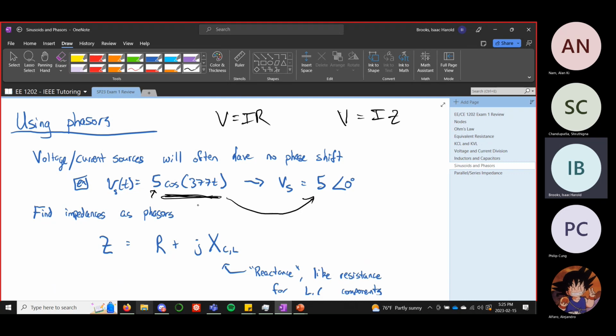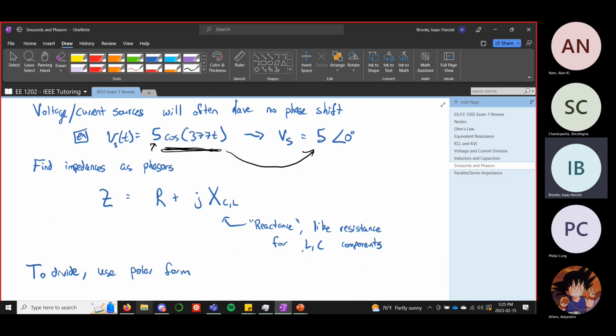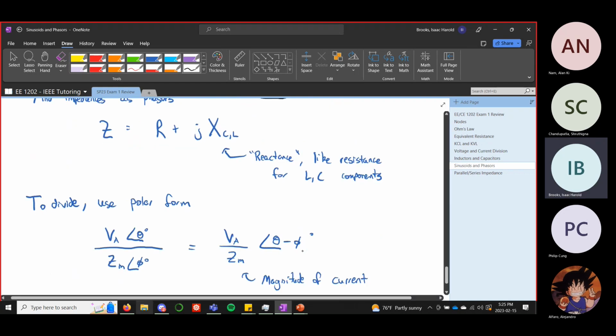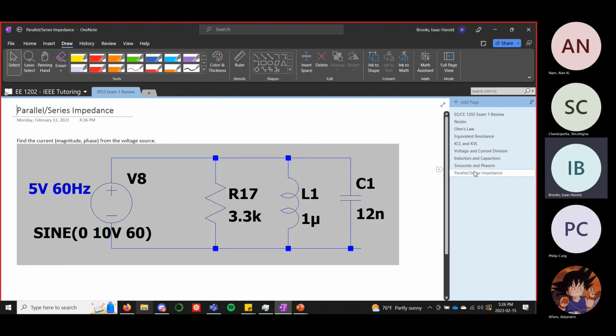You can find the impedances of your circuit components as phasors. You can get them in the complex plane by using your formulas for impedance of capacitors and inductors, and we'll do an example in a second. This is kind of the overview. And then you get your Z, and then you can divide using the polar form. So V over Z, and you subtract your phase shifts. So let's do an example because we're getting a little low on time.